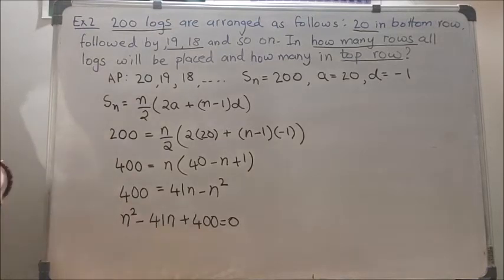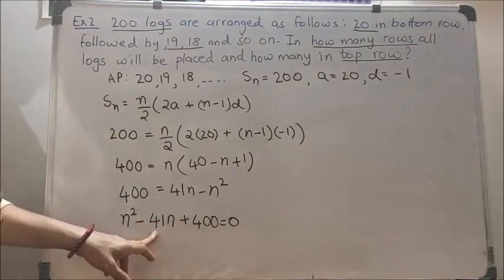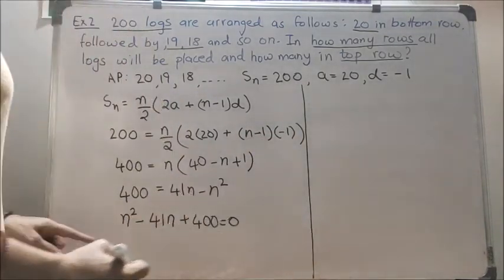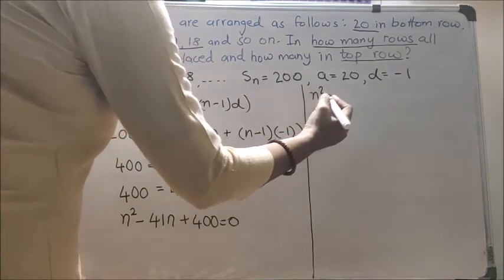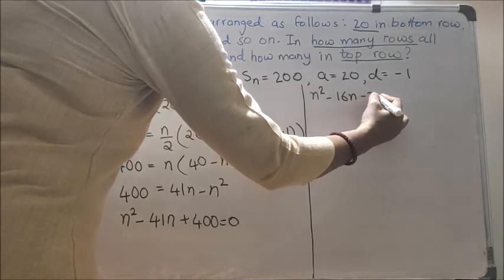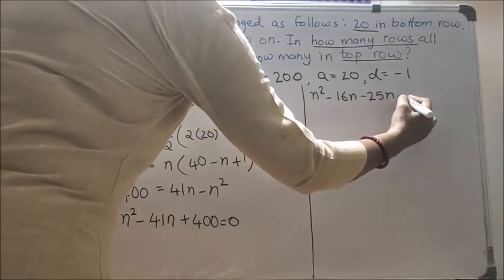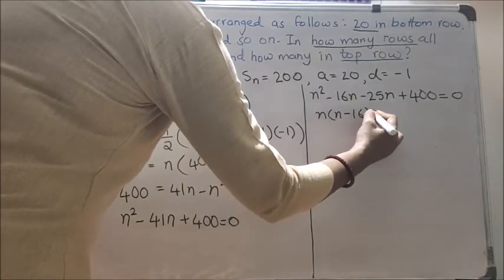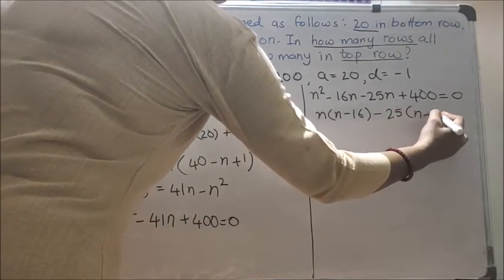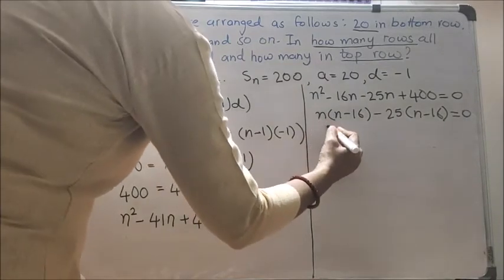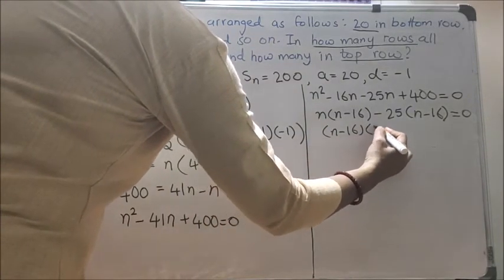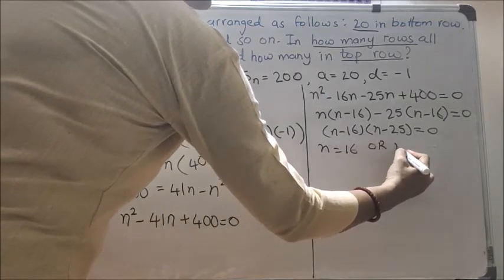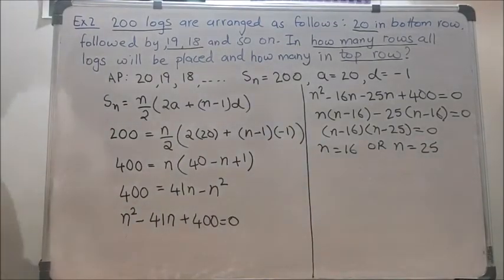Now to get the factors of 400 whose sum is minus 41, it's going to be 25 into 16. So let's solve further. This will be written as n square minus 16n minus 25n plus 400 equal to 0. That gives you n into n minus 16 minus 25 into n minus 16 equal to 0. That is n minus 16 into n minus 25 equal to 0. So you get n equal to 16 or n equal to 25. Two values of n. Now which will be the correct one?